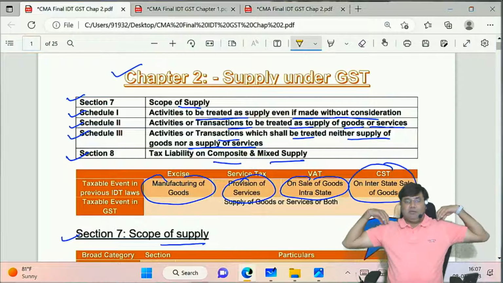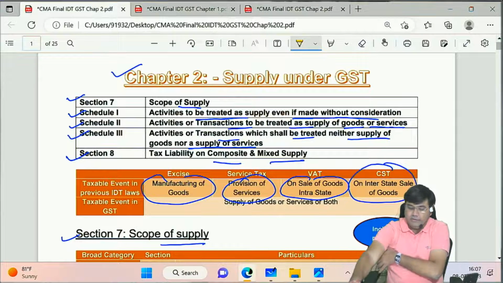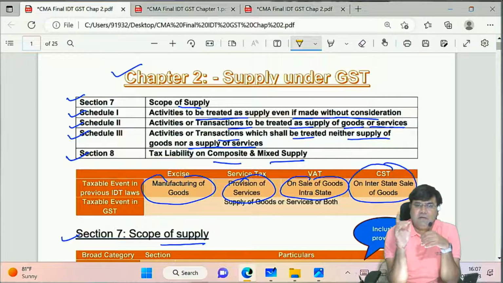So I am repeating my question. Amit Jain sells IDT classes for 5,000 rupees. Amit Jain sold one student the same class for a nominal consideration of 1 rupee. Whether it is going to be a supply subject to GST, this is my question.